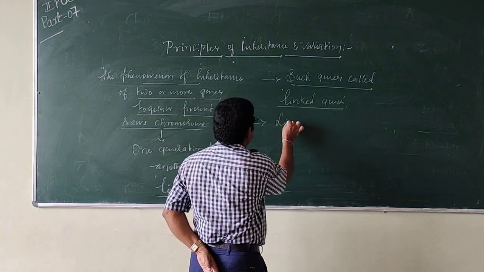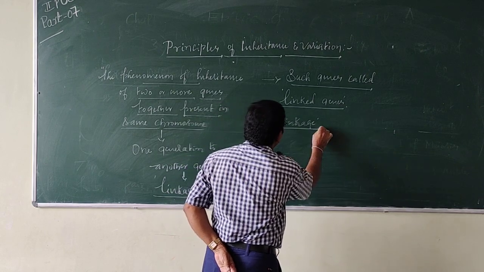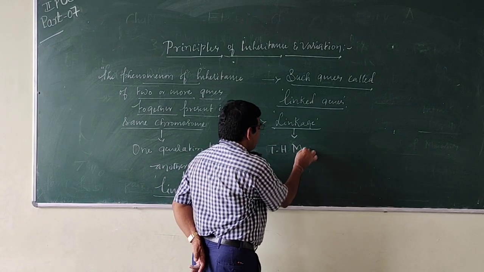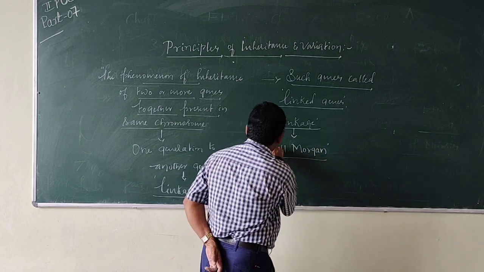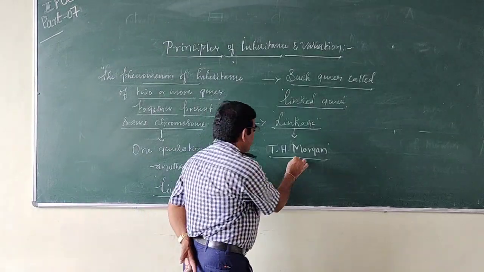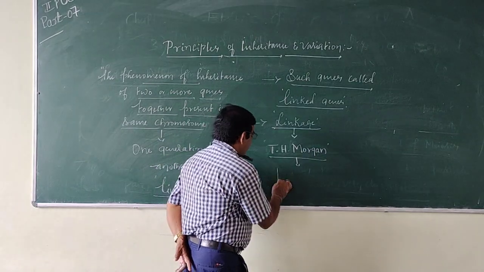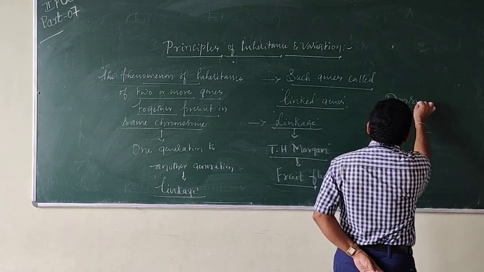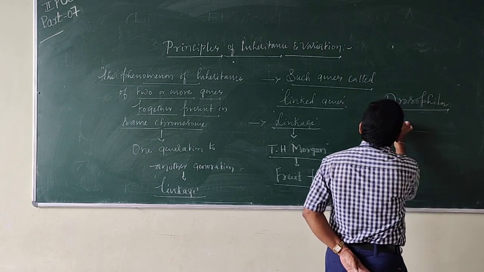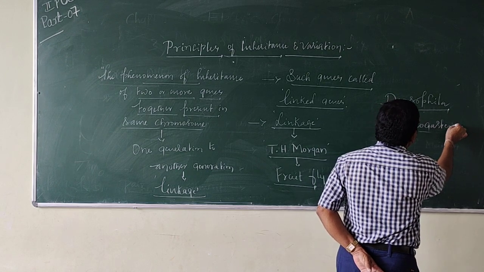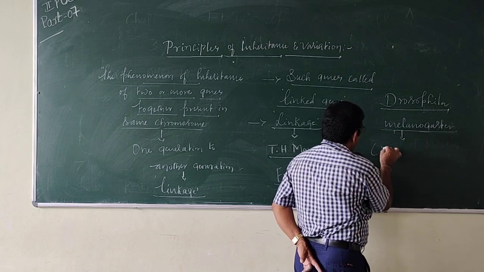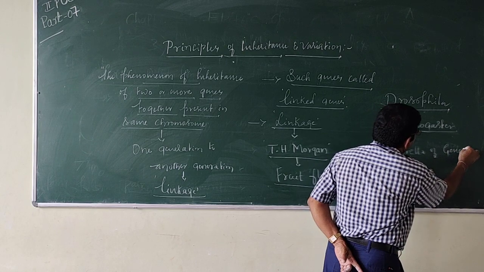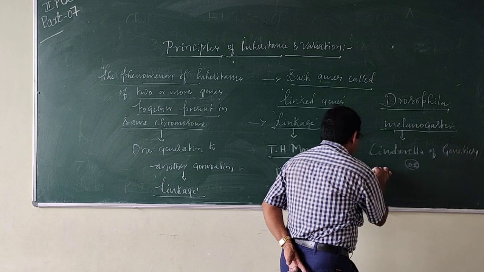The phenomenon of linkage was discovered by T.H. Morgan in the fruit fly called Drosophila melanogaster. It is also called Cinderella of genetics, or biological Cinderella.